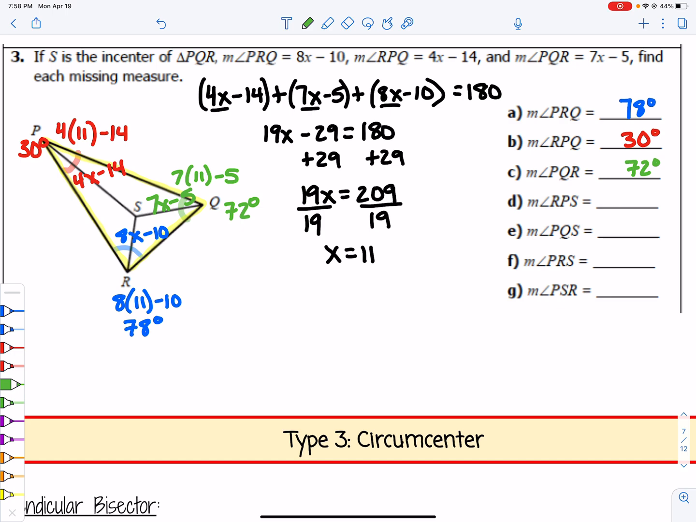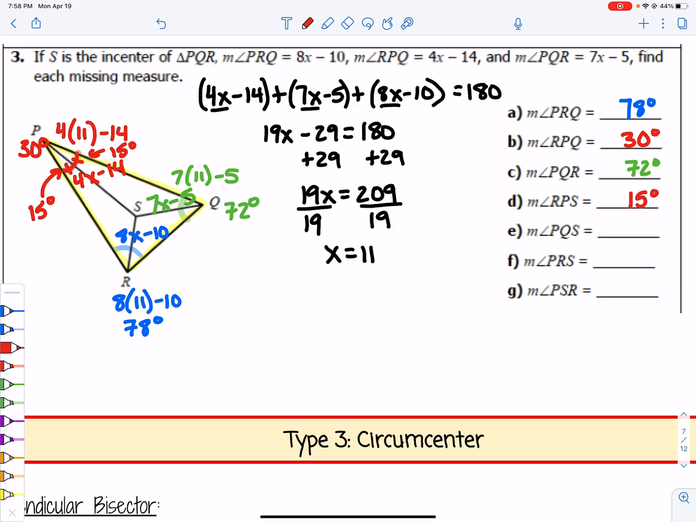And then angle RPS. Notice that that's half of this red angle, and the larger angle RPQ is bisected. So RPS is congruent to angle SPQ. And then they would both have to be 15 degrees because 30 degrees divided by 2 means both of those would equal 15 degrees. So let's write that one down.